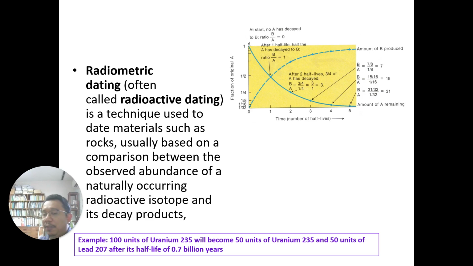So for example, if you start off with 100 units of uranium-235, it will halve into 50 units of uranium-235, and the other half is going to have changed into lead-207 after its half-life of 0.7 billion years.